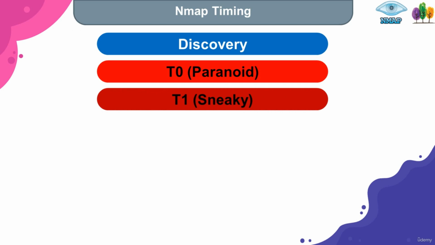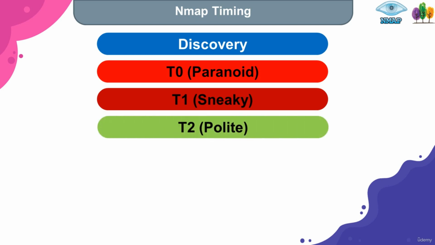T1, sneaky. This mode is used when you want to send packets quickly, but it's still slower than a normal scan. The time difference between two packets sent is 15 seconds. Of course, this option will be the second mode that's used to bypass security systems. T2, polite. In this mode, you'll be sending packets more quickly than T0 and T1, but certainly slower than a normal scan. The time difference between the two packets sent is 0.4 of a second, and when scanning in this mode, you may be visible to security systems.